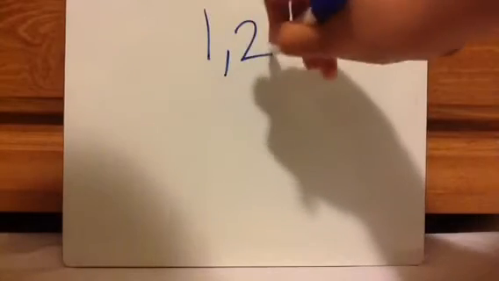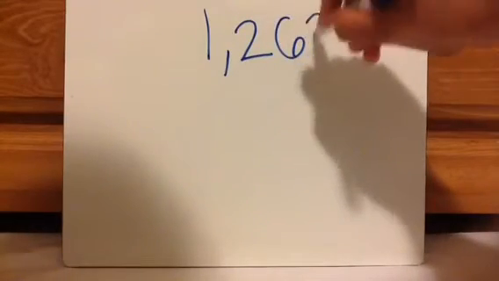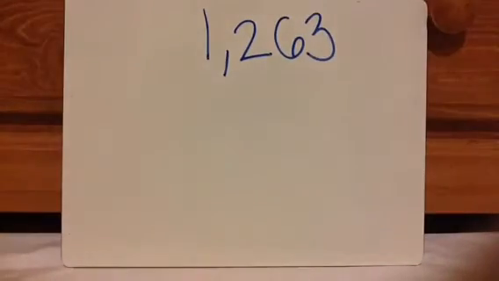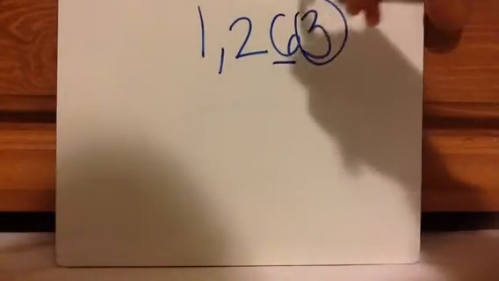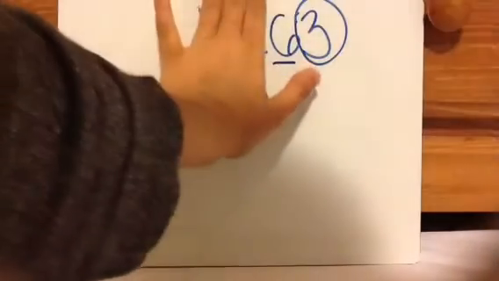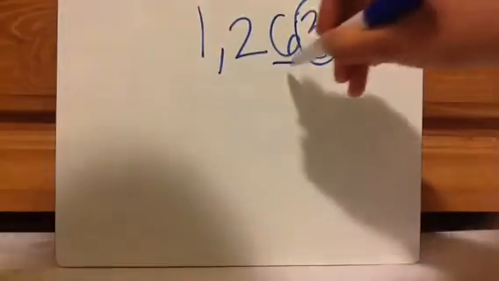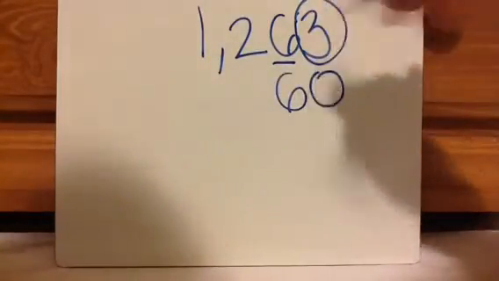So let's take it up a step, like 1,263. I need to round to the nearest tens place. So this is my tens place, circle to the right, cover everything. 63 is close to 60, so I'm going to change that. And then like I said, everything to the left stays the same.